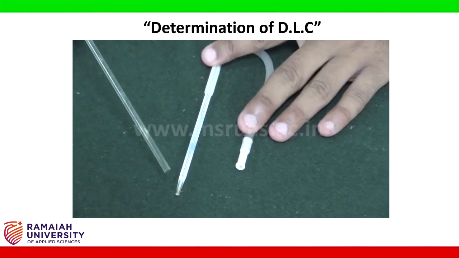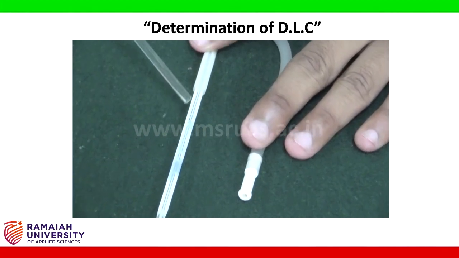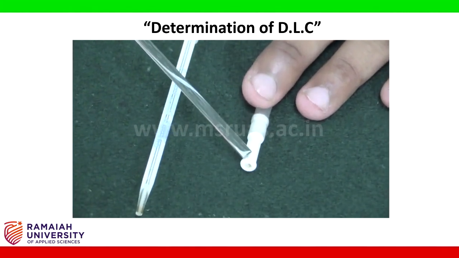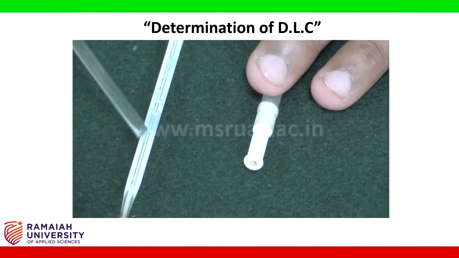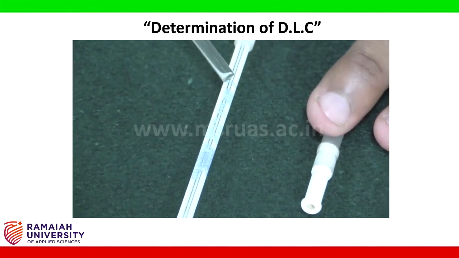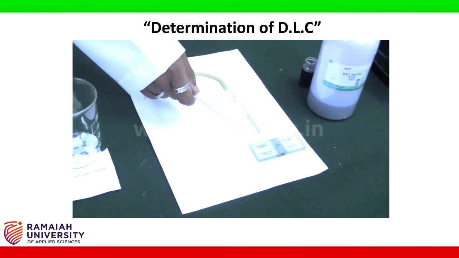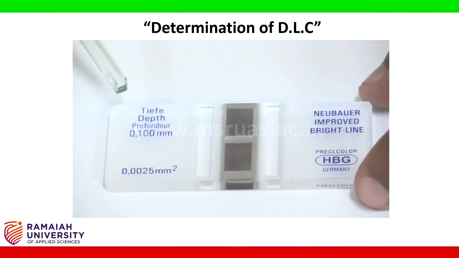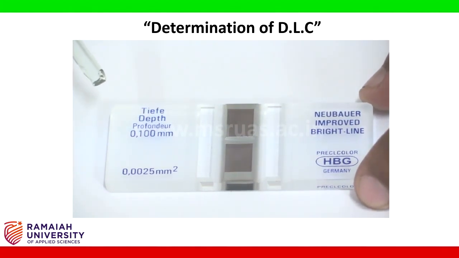WBC pipette, which contains stem, rubber tube and mouthpiece. The stem has a graduation of up to 20 microliter. Neubauer's chamber with cover slip. The Neubauer's chamber is a single solid heavy glass slide.